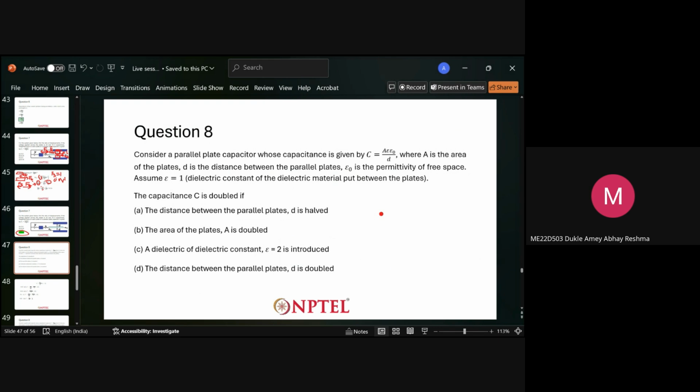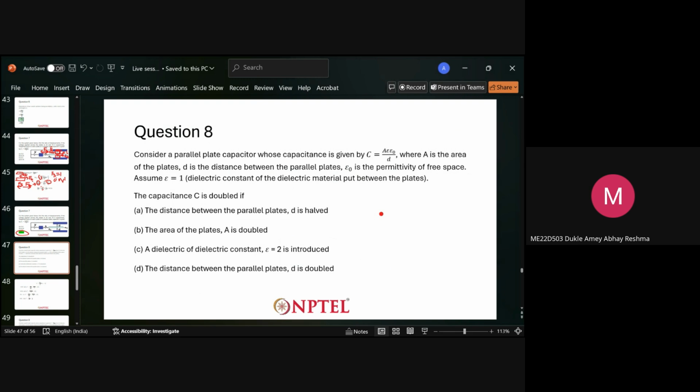So this is the question. Consider a parallel plate capacitor, and the capacitance is given by this formula, where A is the area of the plates, d is the distance between the parallel plates, epsilon naught is the permittivity of free space, and epsilon is the dielectric constant of the dielectric medium between the plates. The capacitance is doubled.